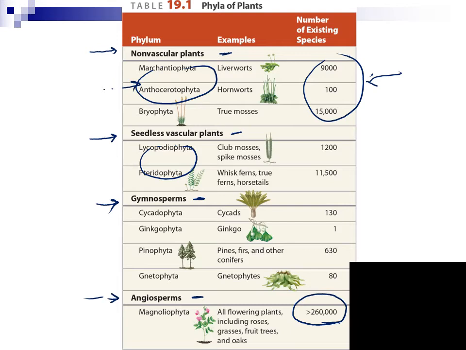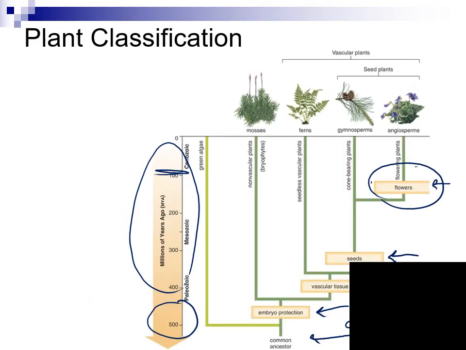Okay, so don't worry about that at all. I would point out that when we look at numbers of species, you notice that the angiosperms, which are the most advanced, are going to have the highest number. And that's, we said, they're the more common plants on our planet right now.